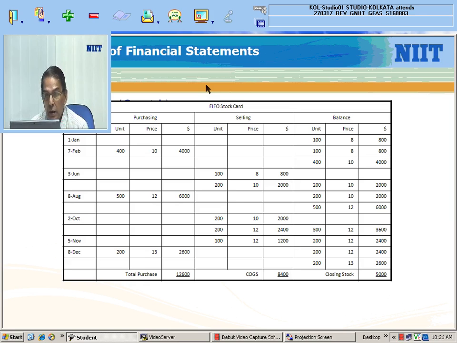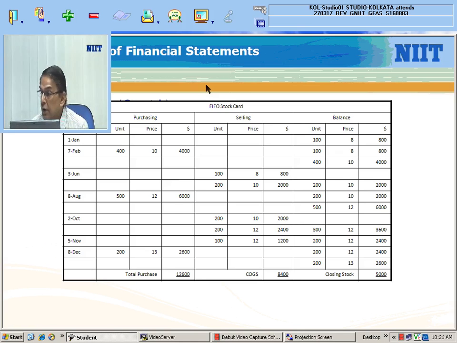Total sold is... So we are left with a balance of 200 units only, each of 10 rupees, and the amount is 2000. That is the value of the stock after the sales is made on 3rd of June.